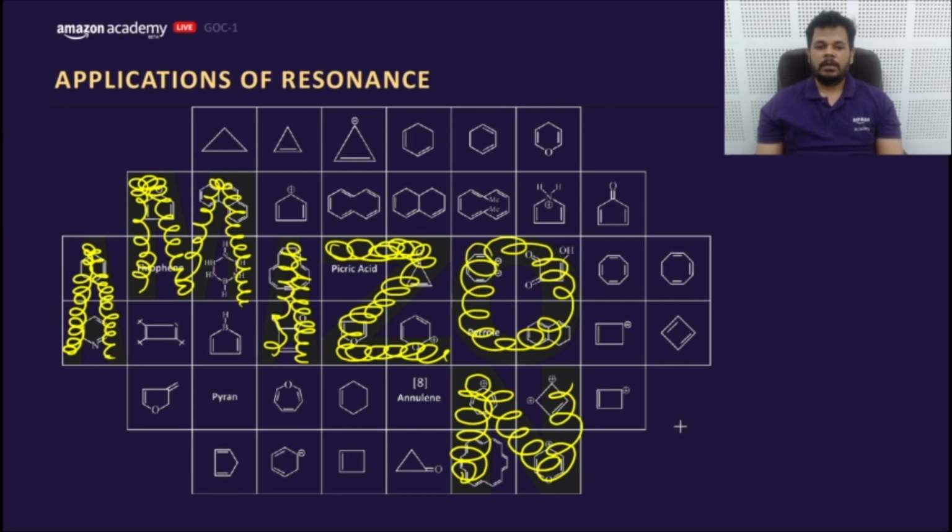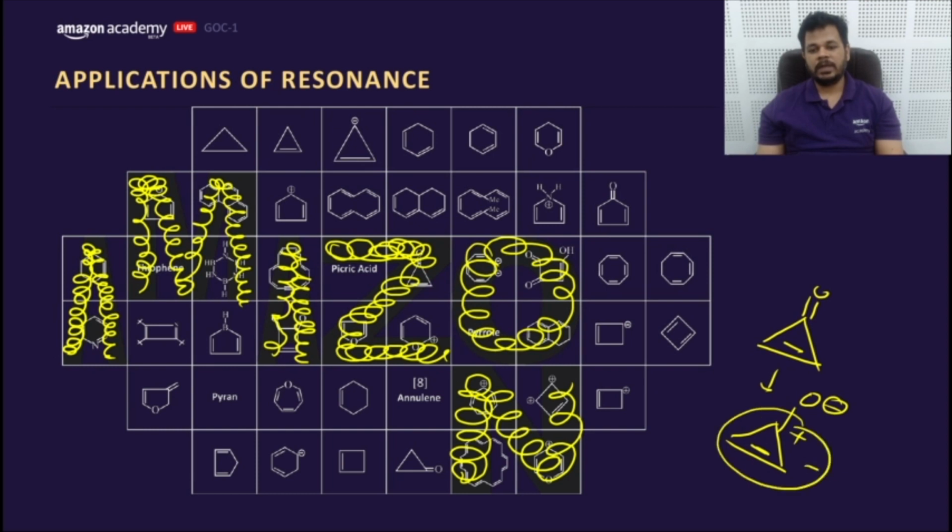So should we learn it? No, apply the concept, you will get the answer. The most important thing is, if you see any double bond here, polarize it and you will find out it is an aromatic compound.